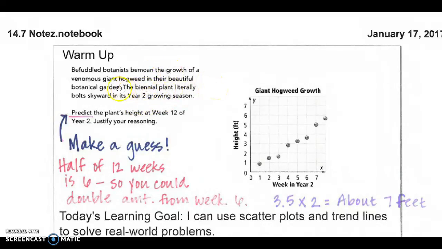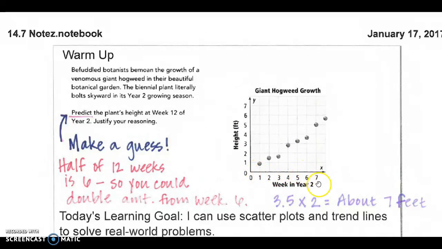So the warm up here is you have a botanist, plant guy, who is looking at the growth of venomous giant hogweed plants in their beautiful botanical garden. So the plant has literally bolted skyward in its 2-year growing season. So it's growing very rapidly. The question asks for you to predict the plant's height at week 12 of year 2. Justify your reasoning. So we are already in the weeks in year 2.